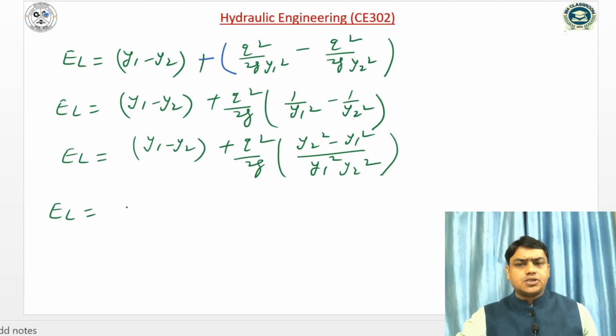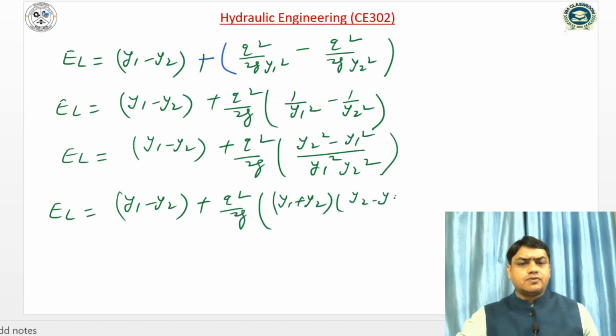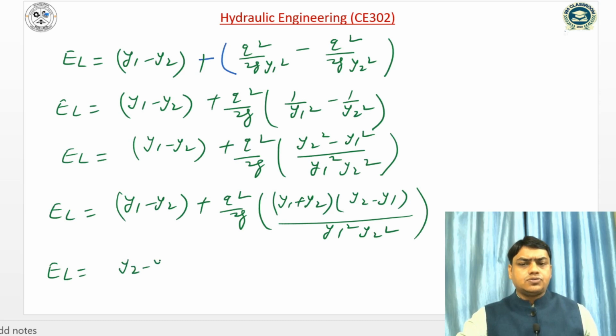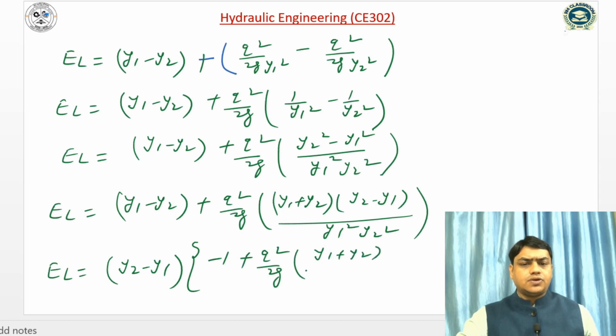So EL can be written as y1 minus y2 plus Q square by 2g, and y2 square minus y1 square can be written as (y1 plus y2) into (y2 minus y1) divided by y1 square into y2 square. So if I take the common factor (y2 minus y1), it will be minus 1 plus Q square by 2g, (y1 plus y2) divided by y1 square into y2 square.